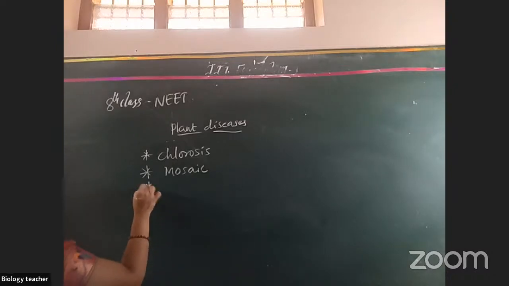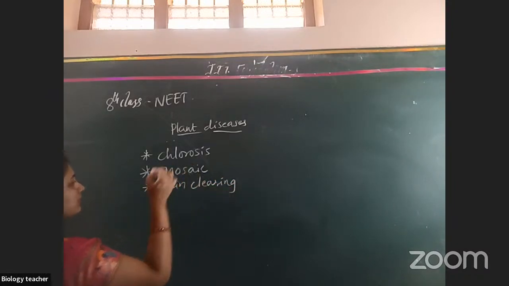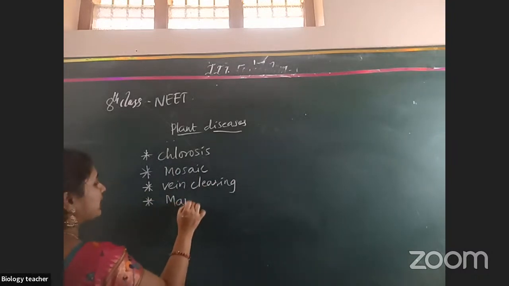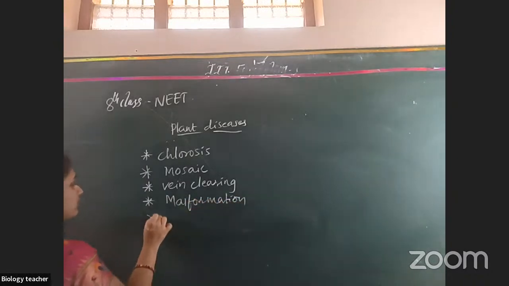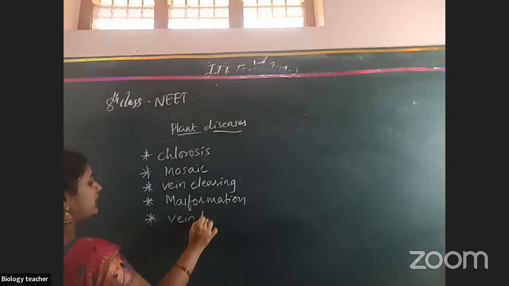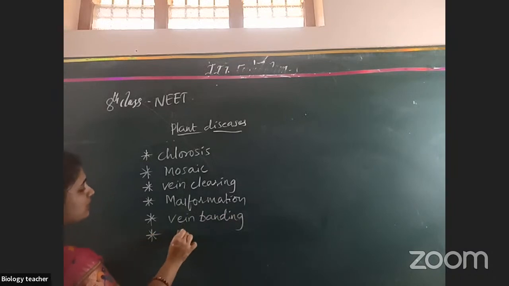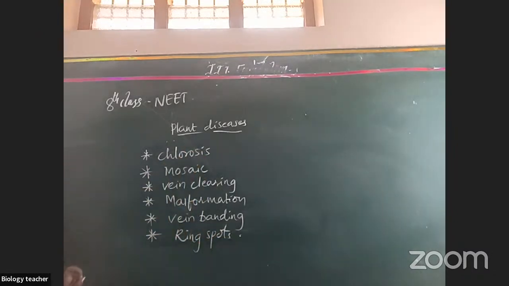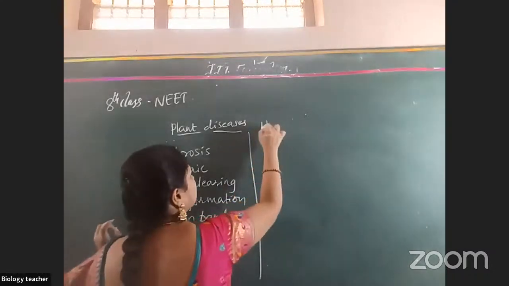Vein clearing, and malformation. Next, vein banding and ring spots. These are the diseases that we can see in the plants which are caused by viruses, and in human beings.